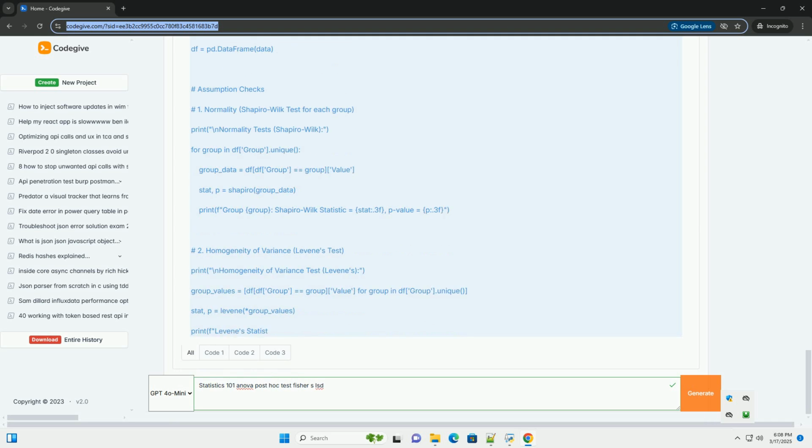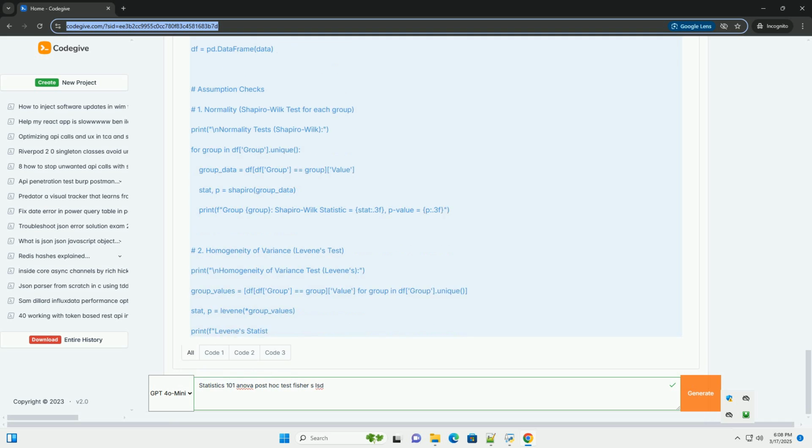Important considerations. Assumptions: remember that ANOVA relies on assumptions of normality and homogeneity of variance. Check these assumptions before interpreting the results. You can use tests like the Shapiro-Wilk test for normality and Levene's test or Bartlett's test for homogeneity of variance. If the assumptions are violated, you might need to transform your data or use a non-parametric alternative to ANOVA, for example the Kruskal-Wallis test. Alpha level: the choice of the alpha level, usually 0.05, determines the probability of a type I error. Be aware of the implications of your chosen alpha level.